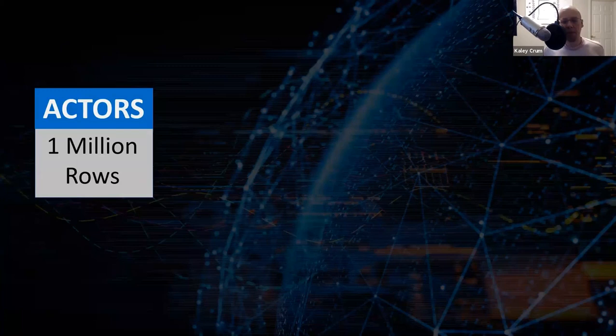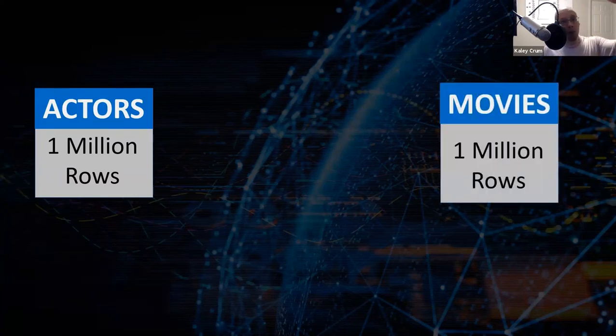So let me give you an example of what I'm talking about. Let's say that we have a table full of actors. So we have actor, actor, actor, actor. We have 1 million actors in our table. And then we have a table that's full of movies. So we've got movie, movie, movie, movie. And we've got 1 million rows in our actors table and 1 million rows in our movies table.